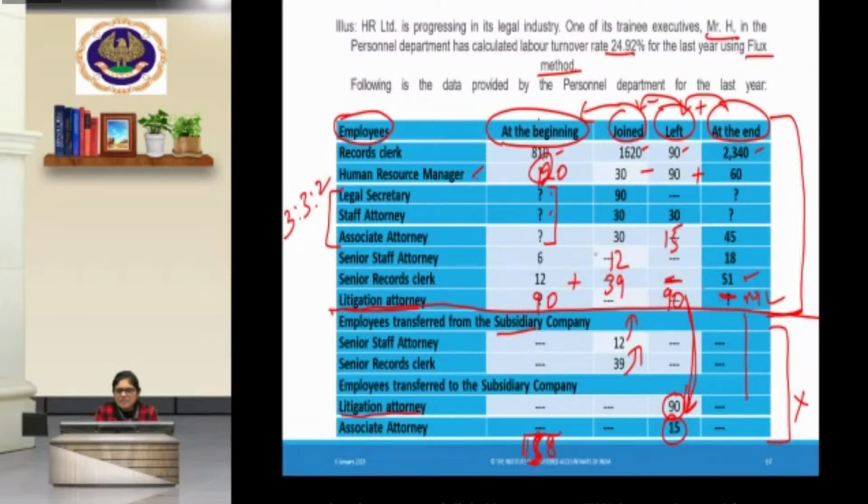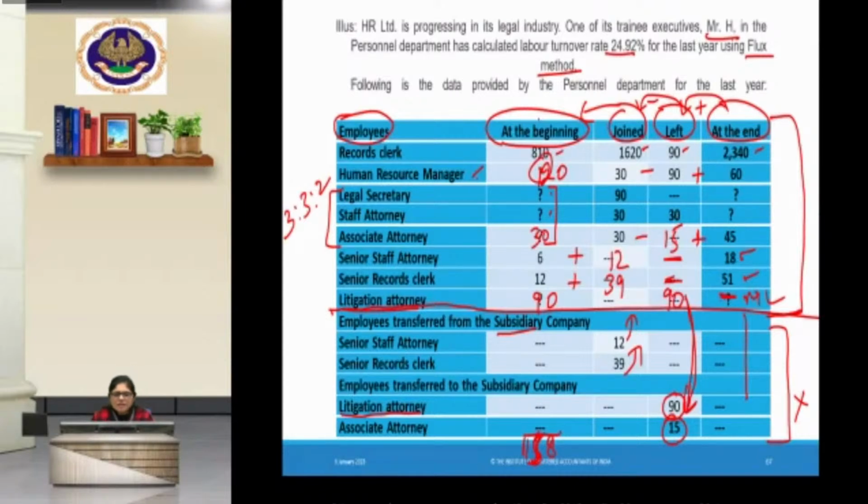Let's come to senior staff. 6 plus 12. That means there is no one left. 18 is the closing which is given. All right. So now we have done all of them. Okay, we can do associate attorney also. 45 plus 15 minus 30. It comes out to 30.